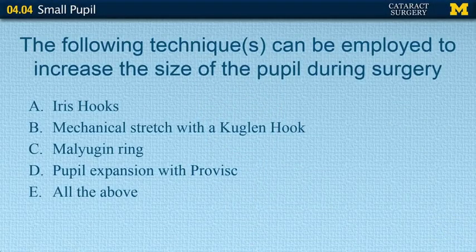We're going to move on to intraoperative pupil expansion techniques. Question number 1. The following technique can be employed to increase the size of the pupil during surgery. A. Iris hooks. B. Mechanical stretch with a Coughlan hook. C. Mylugan ring. D. Pupil expansion with Provisc. And E. All the above.